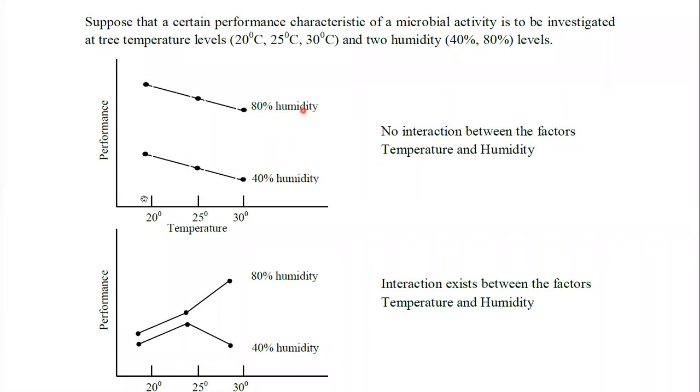For 80% humidity, this is the value obtained at 20. For 80% humidity, the value obtained at 25 is this. Then for 80% humidity, this is the performance value at 30 degrees. Likewise, we have one line for 80% humidity, and we can obtain another graph in the same plot for 40% humidity, because we have two levels in the factor humidity. Now you can see that the lines are parallel. Since the lines are parallel, we can conclude that there is no interaction among the factors.